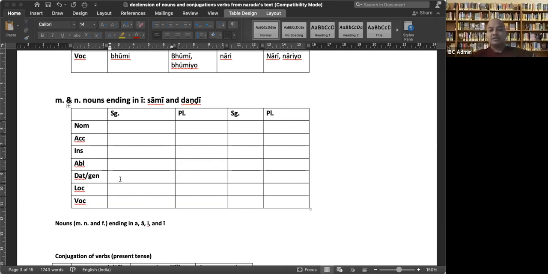Yes, so now if we put these 2 together, you'd see the similarities and differences of different cases. So the nominative is sami.